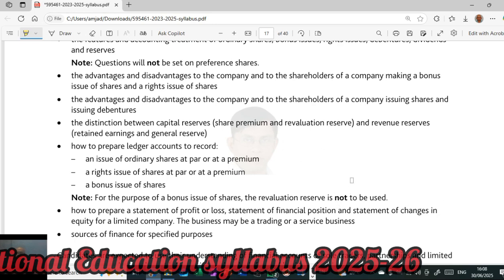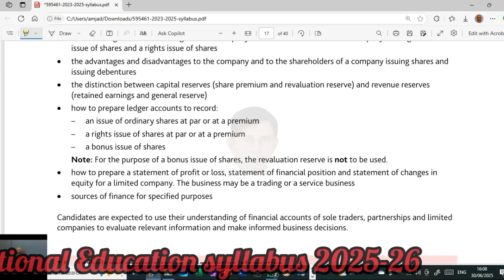You are supposed to prepare financial statements of companies incorporating the various adjustments like prepaid expenses and depreciation. Candidates are expected to use their understanding of financial accounts of sole traders, partnerships, and limited companies to evaluate relevant information and make informed business decisions. So that's all in 1.5.